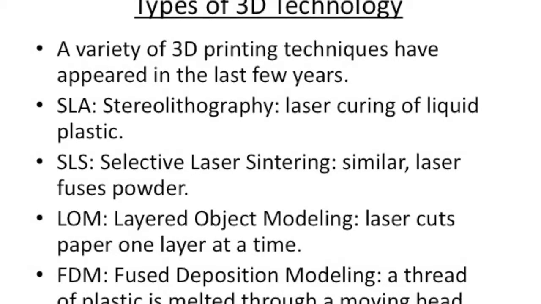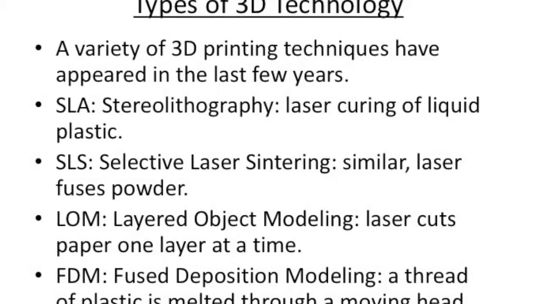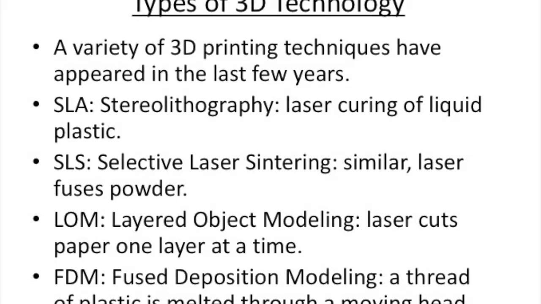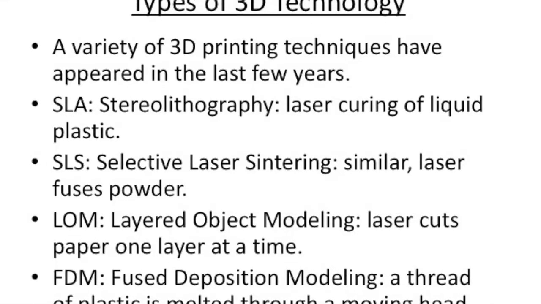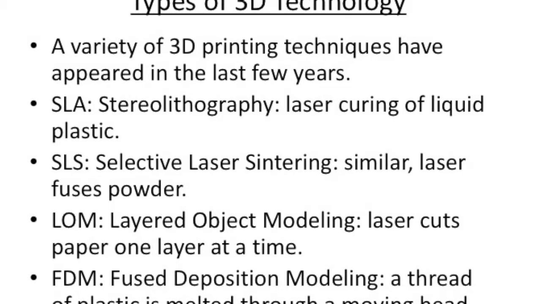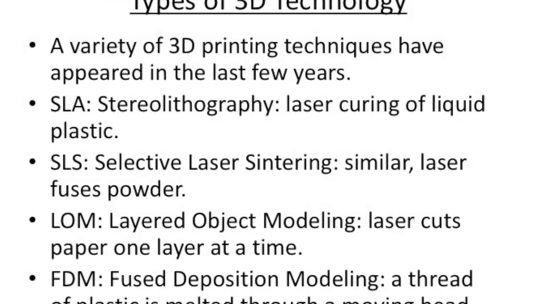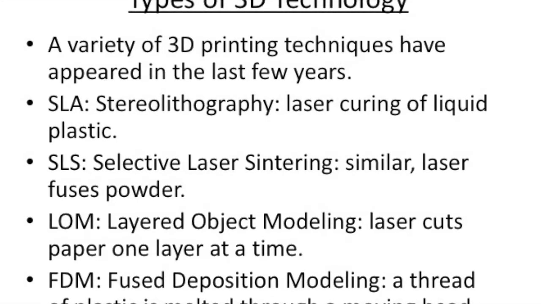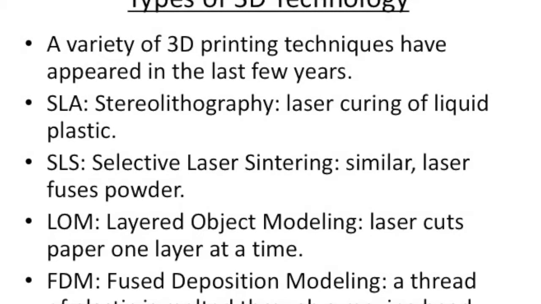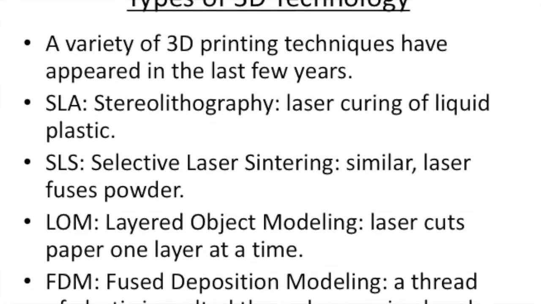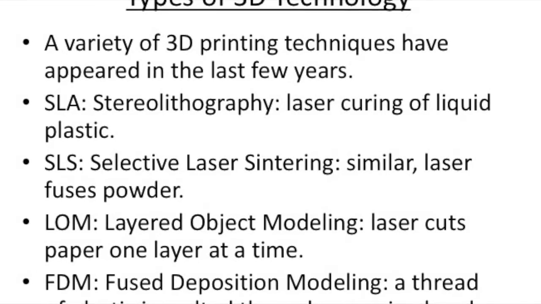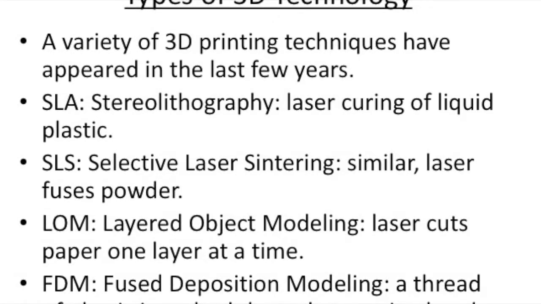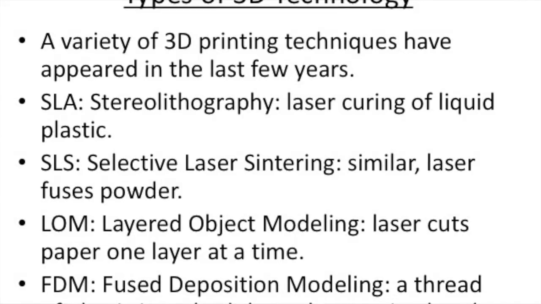The first technology we will discuss is SLA, or stereolithography, which is a laser curing or hardening of a liquid plastic that is used to build 3-dimensional shapes. There's also SLS, which is selective laser sintering. It's similar to stereolithography in the sense that it uses a laser, but it fuses powder instead of a liquid plastic. There's also layered object molding that again uses a laser as well, but it's used to cut paper one layer at a time into the preferred 3-dimensional shape.